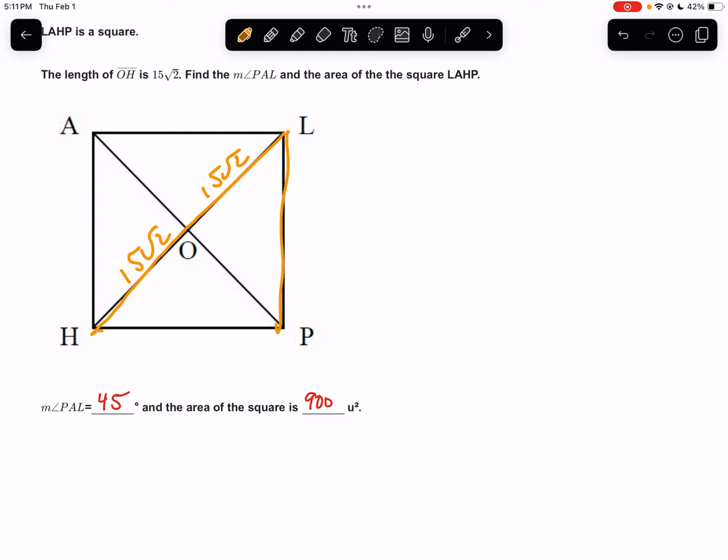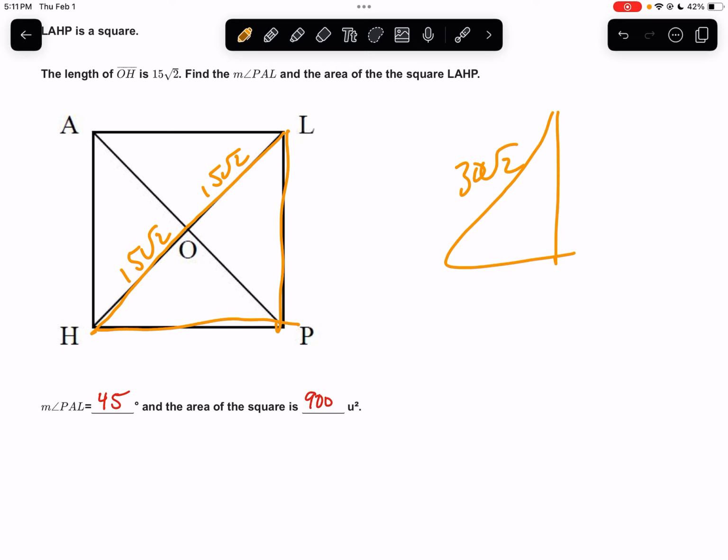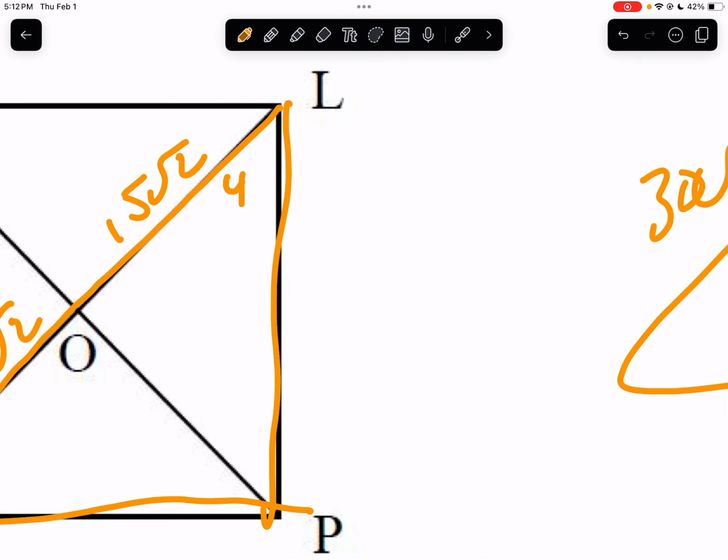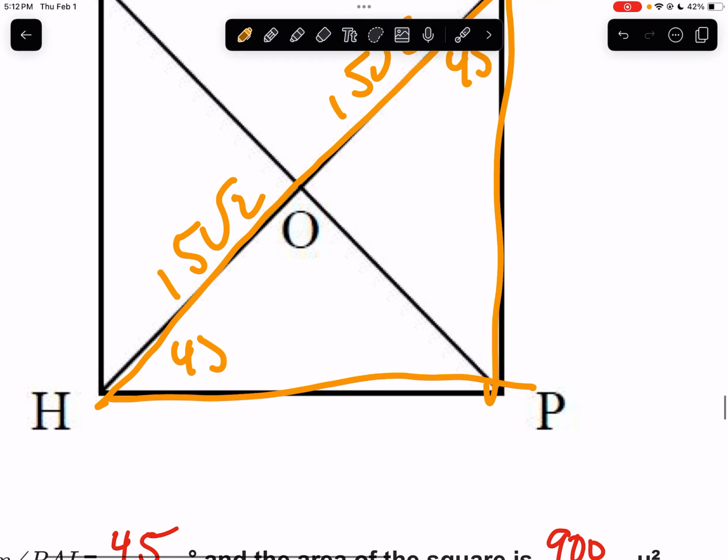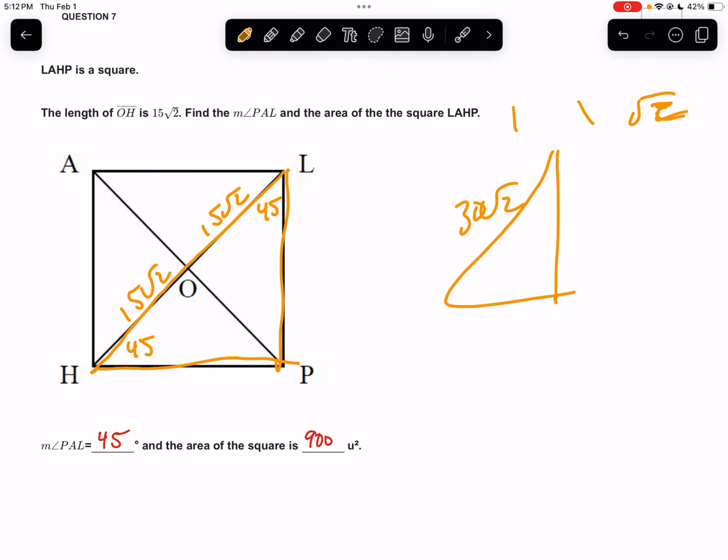Let's look at this triangle. Do you see this triangle? If the entire thing is 30 root 2, what are our rules? 1, 1, root 2. It's a square, so these are 45s. Every triangle you see is a 45, 45, 90. We know the corners are 90 degrees because it's a rectangle. We know the corners are cut in half because it's a rhombus. So if they're 90 degrees and they're cut in half, then they're 45s.